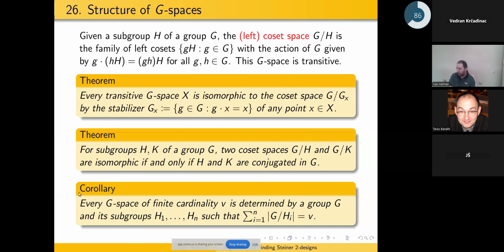And then the corollary, which follows from these previous theorems, is that every finite G space of finite cardinality V is determined by a group G and its subgroups H1 to Hn such that the sum of cardinalities of the coset spaces is equal to V. This basically gives us information about the structure, how to build a G space with specific cardinality V. This V is the number of points of Steiner designs, and this coincidence is not accidental. It is a planned coincidence.